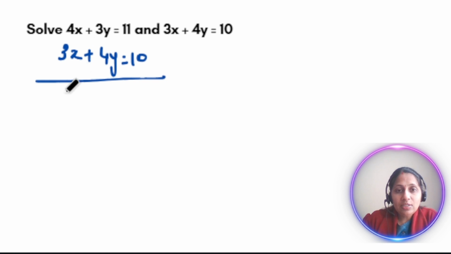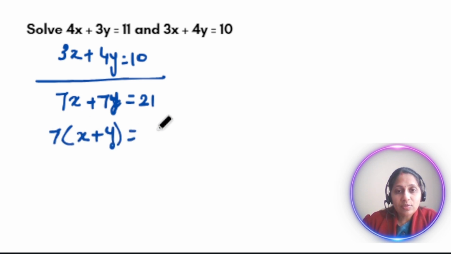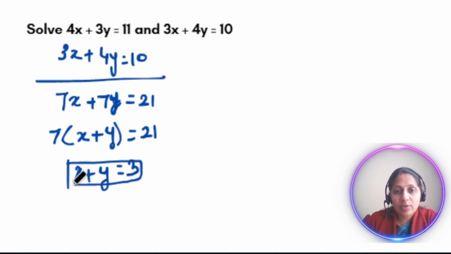So when I add these two, I get 7x plus 7y equals 21. So here both the terms have 7. So take 7 outside. So x plus y equals 21 by 7, so x plus y equals, in this case, 3. So this is my first equation.